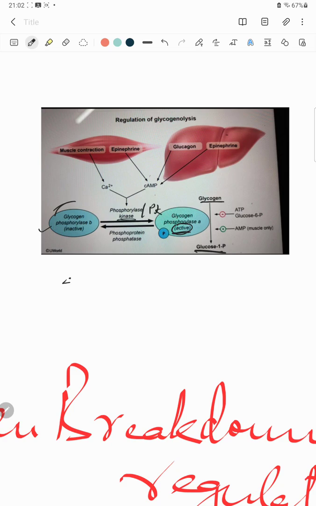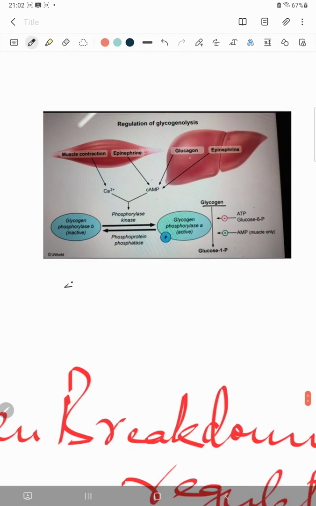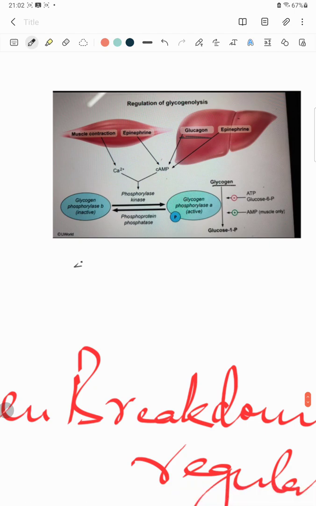So what you need to understand is, if you want to break down glycogen, you want to activate PK. And what are the substances that activate? See, this PK is going to finally activate glycogen phosphorylase. So you want to activate PK. Now, what activates PK? Your liver has glucagon receptors. Remember, the liver has glucagon receptors, but your muscle does not have glucagon receptors.